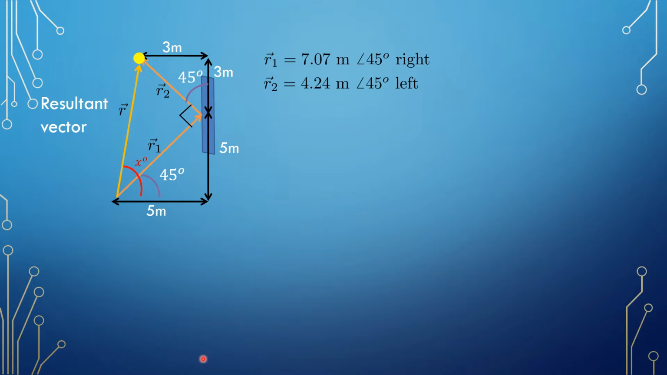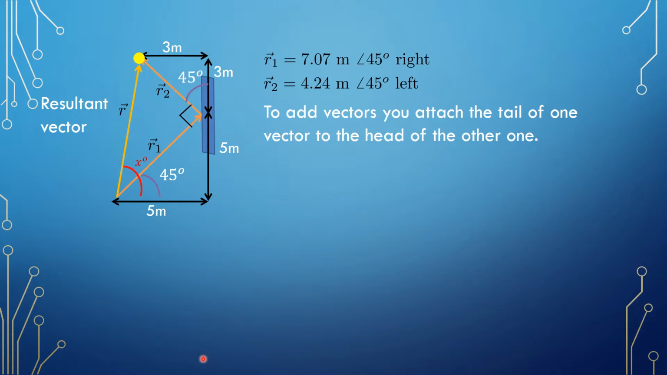We can also find r2. Again, the size of r2 would be square root of 3 squared plus 3 squared, which comes out as 4.24 meters, and r2 makes an angle 45 degrees with respect to the x-axis, and this time it is going to the left. So to add vectors, you attach the tail of one vector to the head of the other one, just how we see in this diagram.